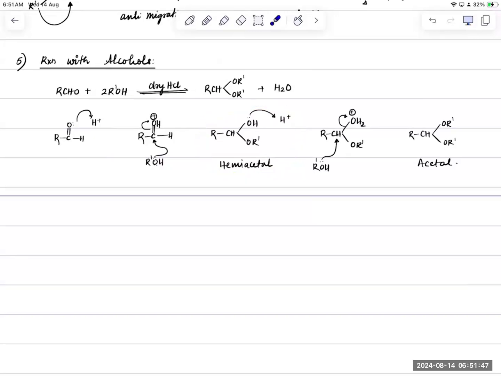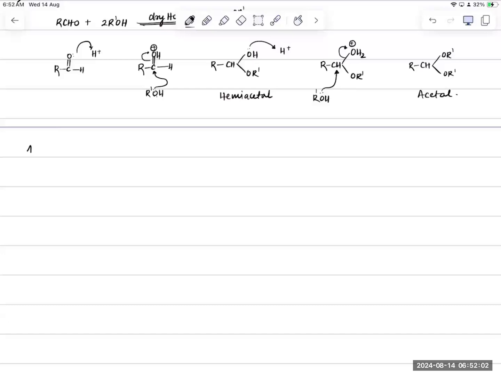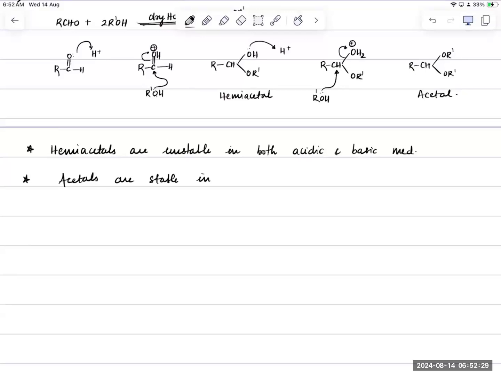Hemiacetals are unstable in basic medium as well as acidic medium, while acetals are stable in basic medium. So we need to remember that hemiacetals are unstable in both acidic and basic medium, while acetals are stable in basic medium.